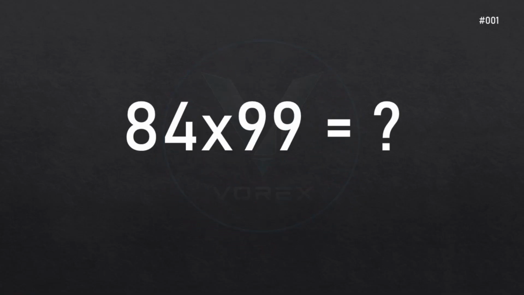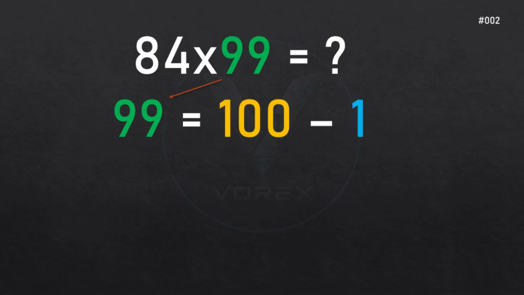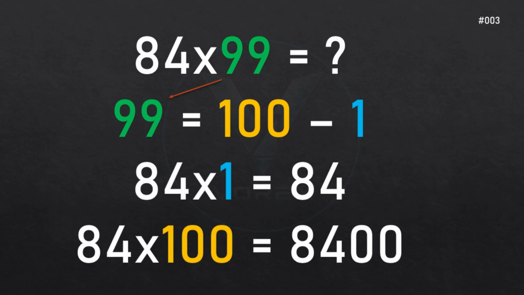Did you know you can multiply by 99 in just a few seconds? In this video, you'll not only learn the shortcut, but also why it actually works. 99 is simply 100 minus 1. That means we can split the calculation into two parts. 84 times 100 and 84 times 1.